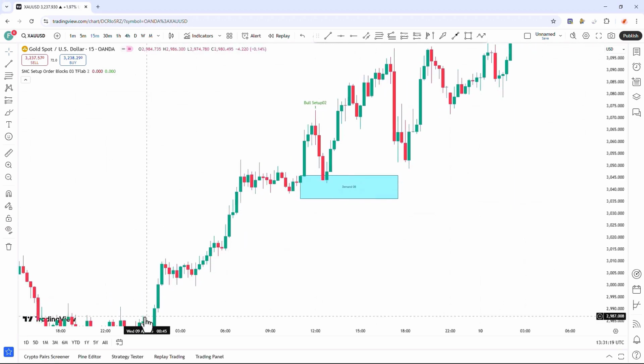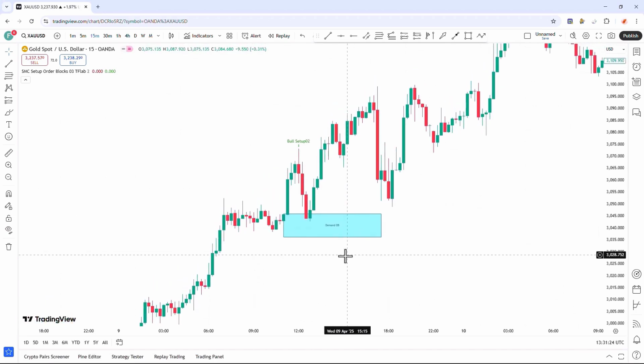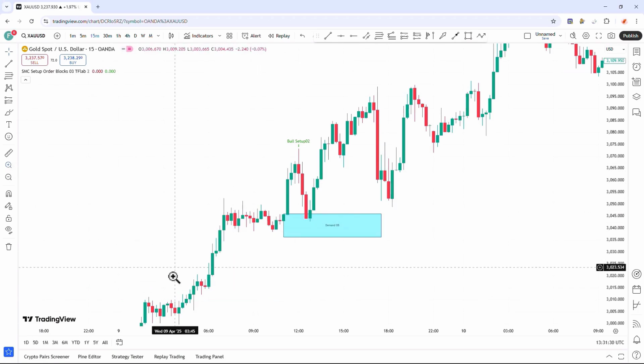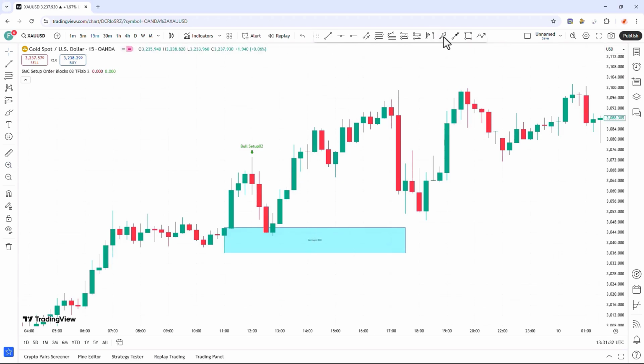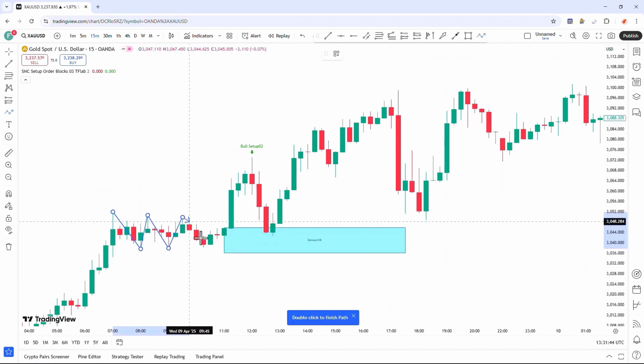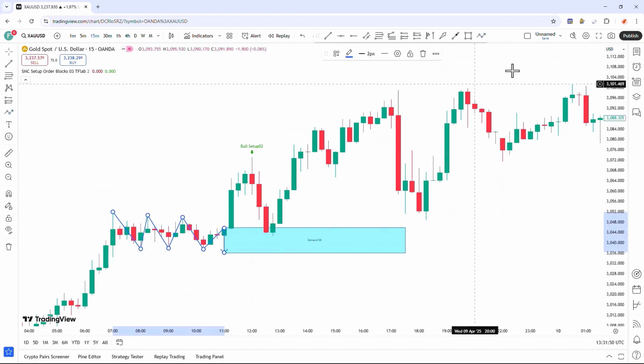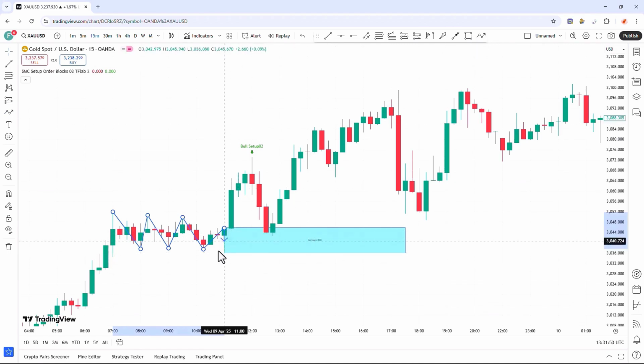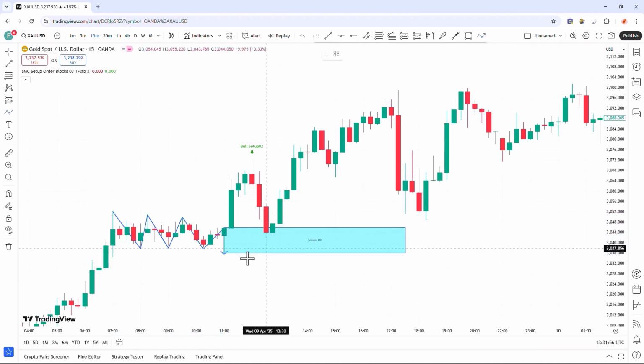For example, here, the price is creating higher highs and higher lows and has moved upwards. At this particular point, the price has made a significant high, a notable low, a high, a low, a high, a low, a high, and finally, a lower low, and after this, it has moved upwards steadily.